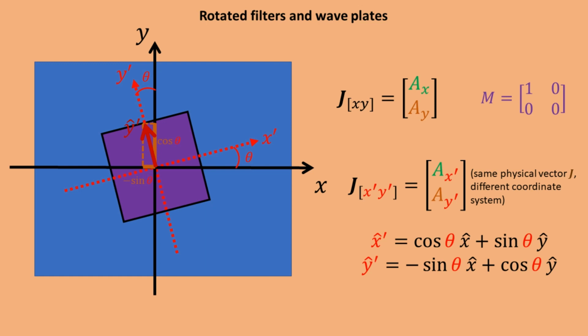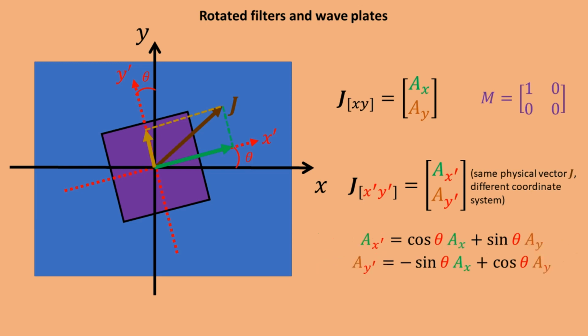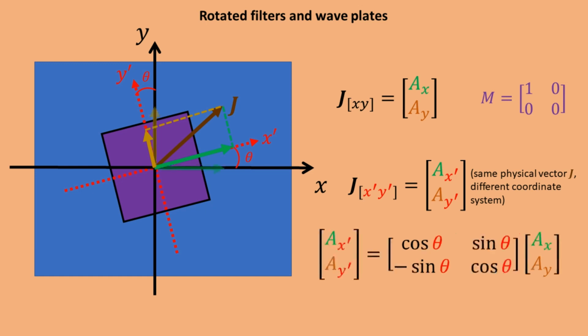To find the components Ax' and Ay', we need to project the vector J onto the primed basis vectors, which we do by taking the dot product. By doing so, we find the relation between Ax, Ay and Ax', Ay', and this relation can be written in the form of a matrix multiplication.